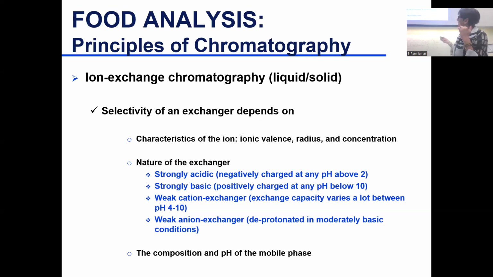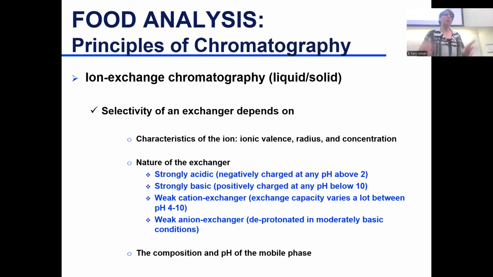Now, weak cation exchanger, meaning weak acid. So it can pick up protons easier than a strong acid. So you can change the strength of the mobile phase by changing the pH. So you can change the capacity of the cation exchanger by changing the pH. Same with a weak base or weak anion exchanger: it gets deprotonated in moderately basic conditions. So if you change the pH, you might lose that proton very easily.